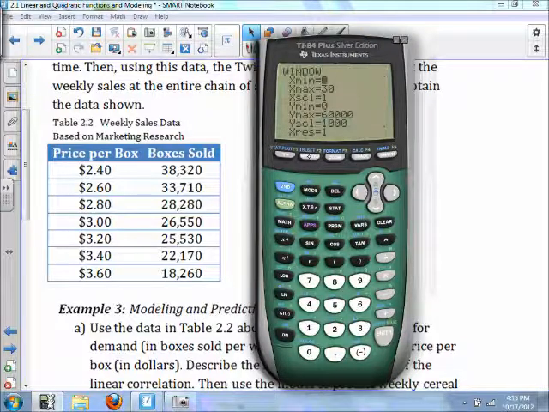Now a good window here, the window that we want to use will probably be, I would think, we can make our X-min 2, our X-max 4, because that's $2 to $4. We can make that 0.2 for our scale. Then, what I want to use here, I want to use 10,000 to 40,000. And we can make this 10,000 for the Y scale. Take a minute to switch your Y scale, or add your window.